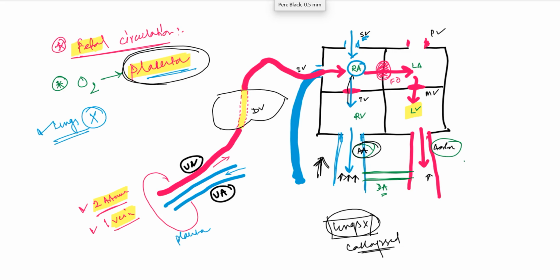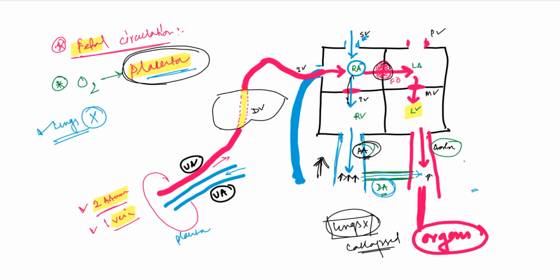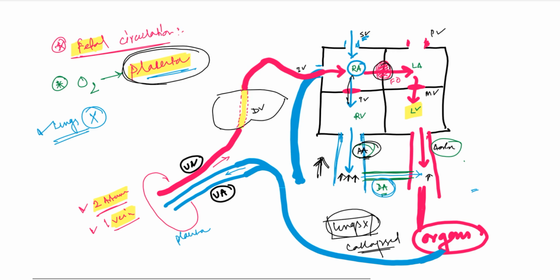So the remaining portion of blood which does not travel through the foramen ovale reaches the pulmonary artery, and because of the pressure difference with the aorta, this blood again enters into the aorta through the ductus arteriosus. From the aorta this blood supplies all the organs of the body and gets deoxygenated, and now this deoxygenated blood reaches the placenta through the umbilical arteries, and the blood again gets oxygenated in the placenta, and the oxygenated blood again travels to the umbilical vein, and the cycle continues.